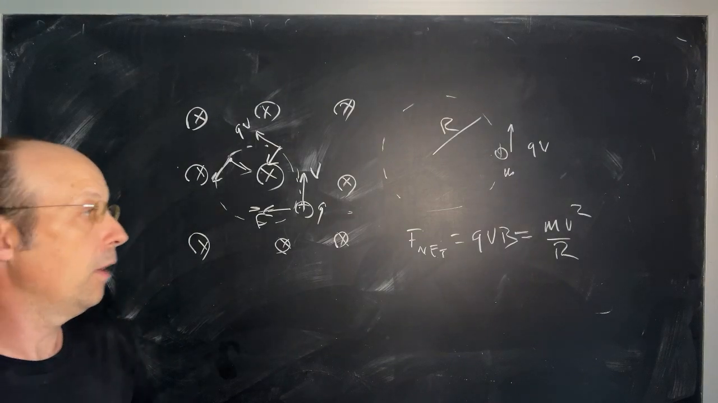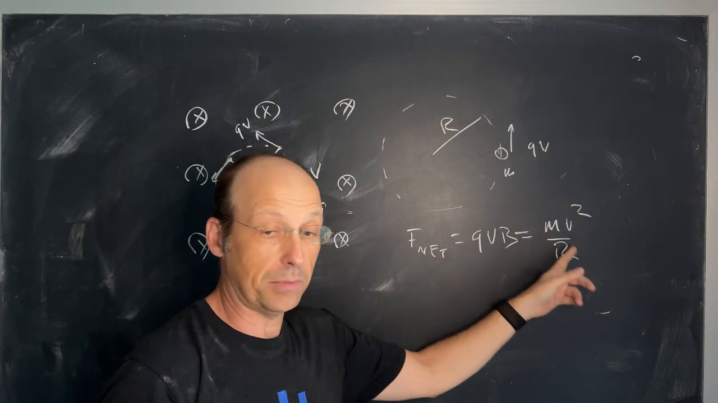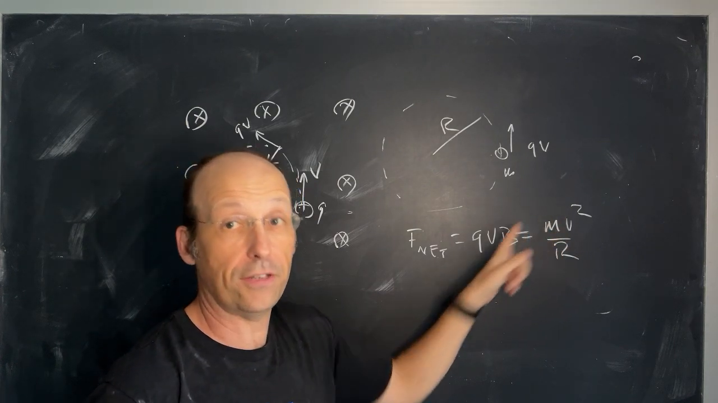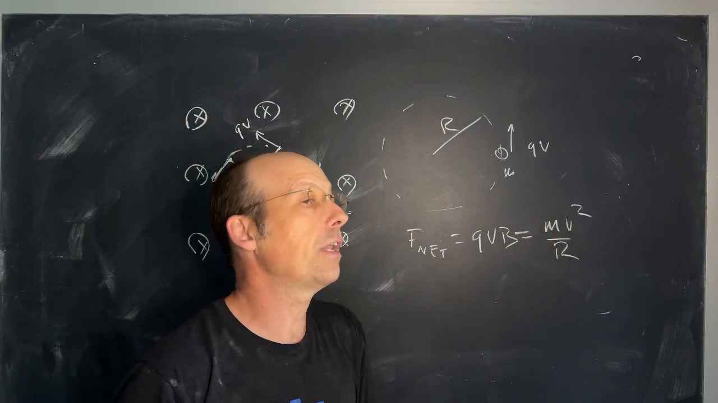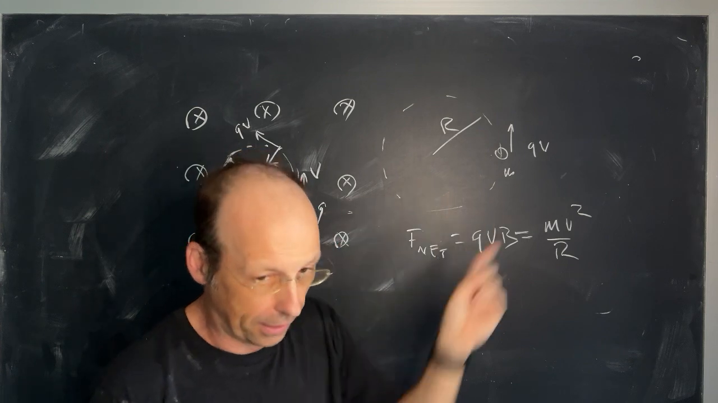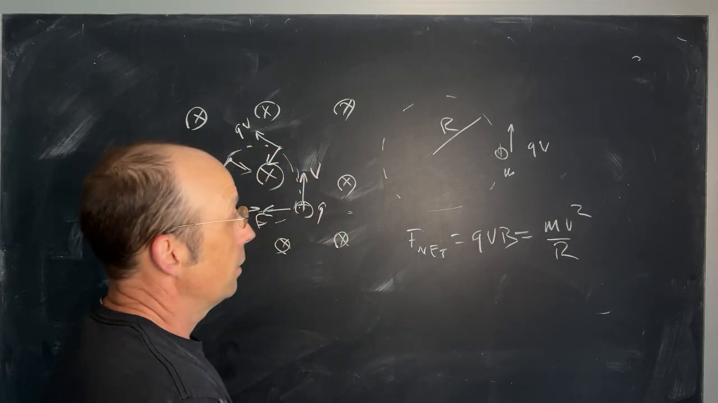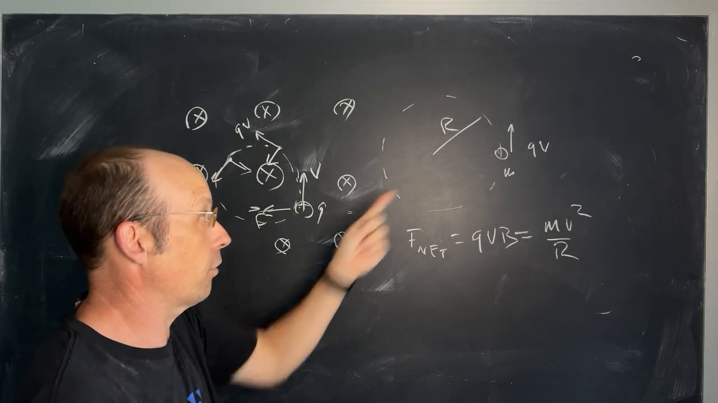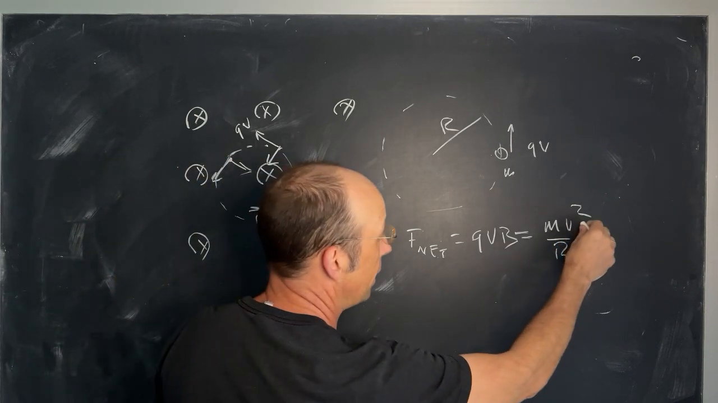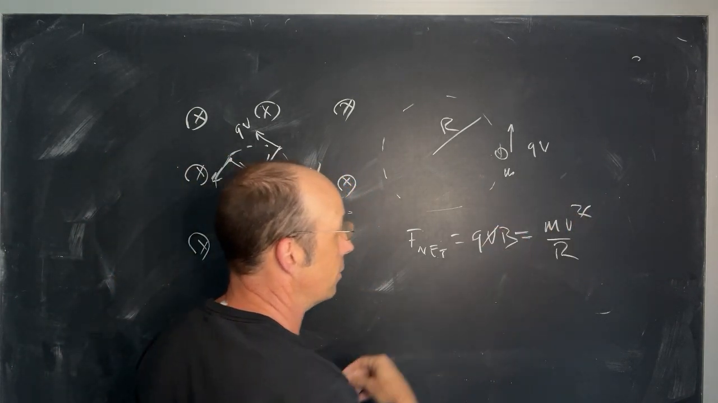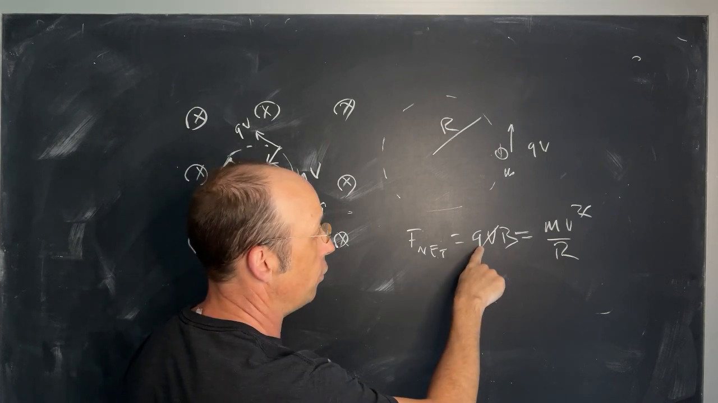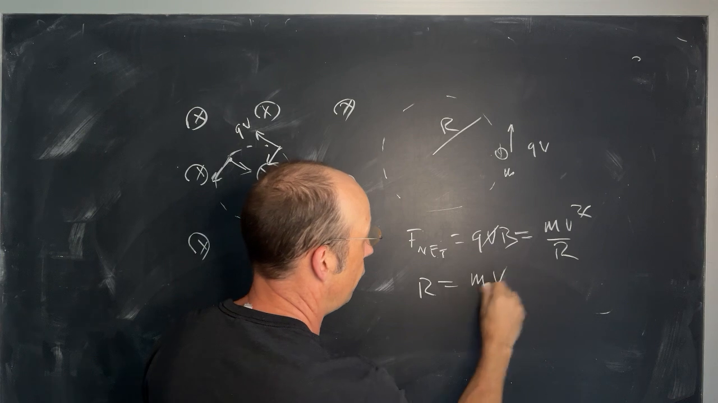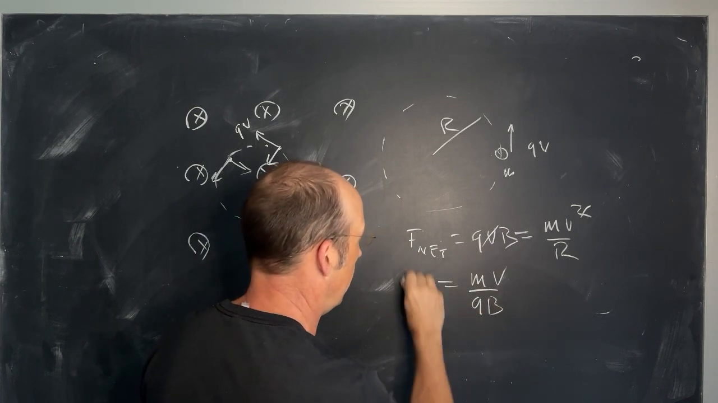Where did that come from? Well, F net is mass times acceleration. And when an object moves in a circle, it has an acceleration of v squared over r. I bet you thought you were not going to have to remember that from the last semester, but there it is. Okay. So with this, I could actually solve for the radius of the circular motion. Notice right here that one of the v's cancels. And then if I divide by qB and multiply by r, I get r equals mv over qB.